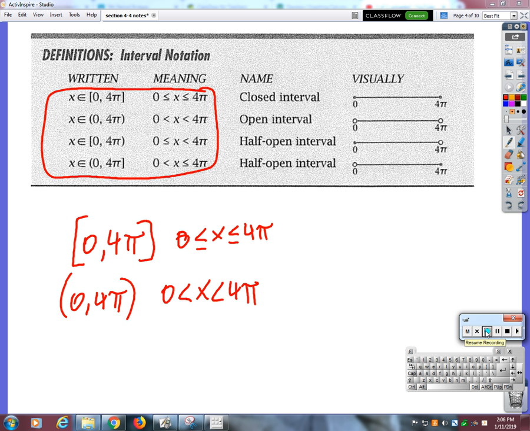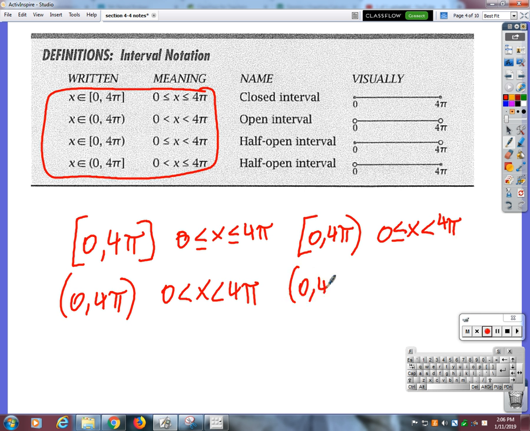Okay, so you can also have one of each, is what Eric is pointing out. So if I have a square bracket on this side and a round bracket on that side, then that means it can equal 0, but it has to be less than but not equal to 4 pi. Okay? So that's a half open interval. Or you could, of course, switch this around and make the other one be closed. So that means it can't be 0, but can be 4 pi. All right?